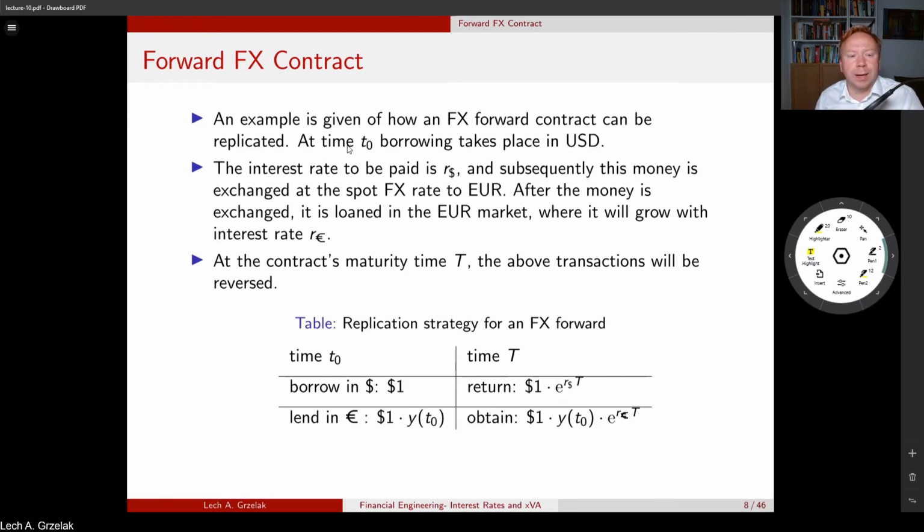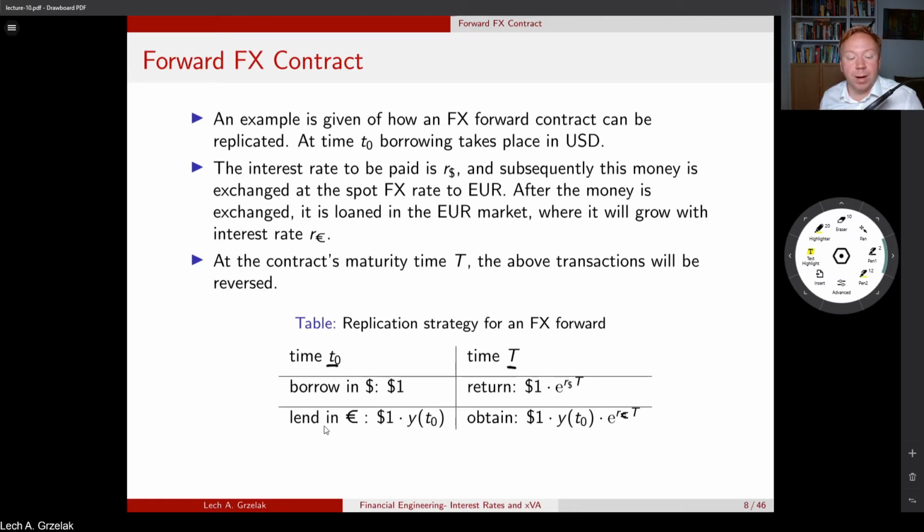Now an example is given to show how this FX forward contract can be replicated. We have two times, time t0 and capital time T. Here we essentially show how these two transactions will evolve in time. So first, we borrow $1. This means that at the maturity, we have to return $1, and there is also an additional interest we have to pay on top. So this will be the amount we multiply with $1, and this quantity will be in dollars.